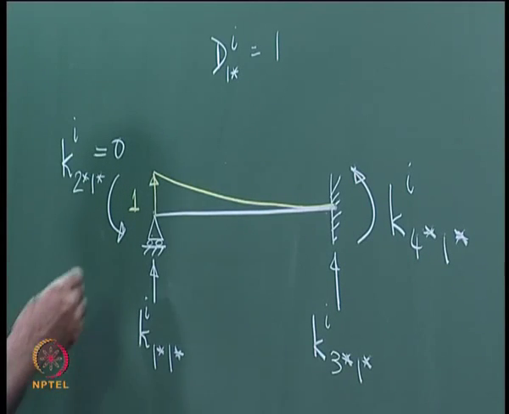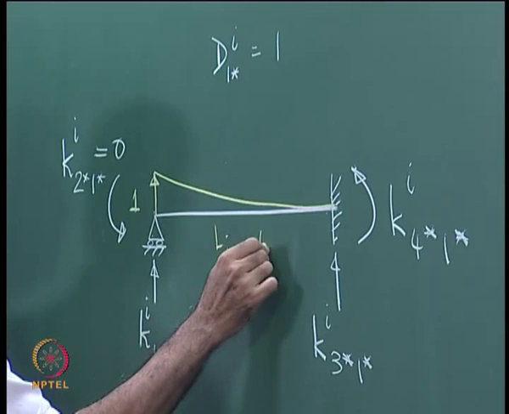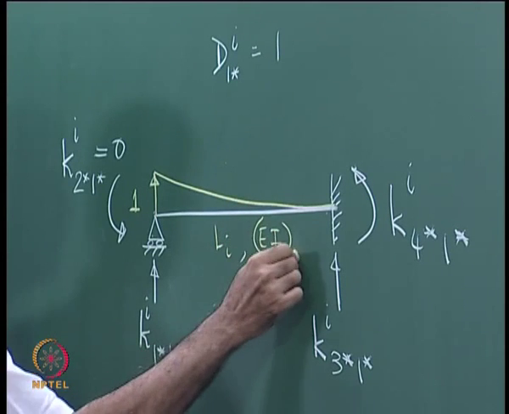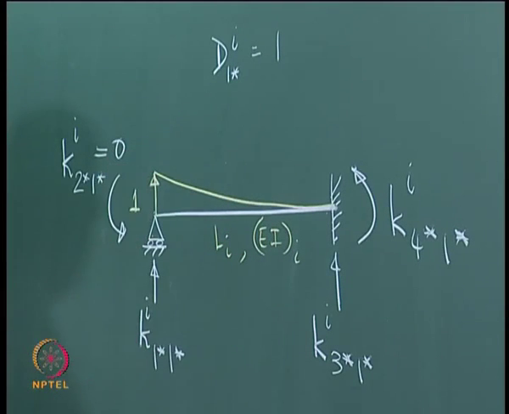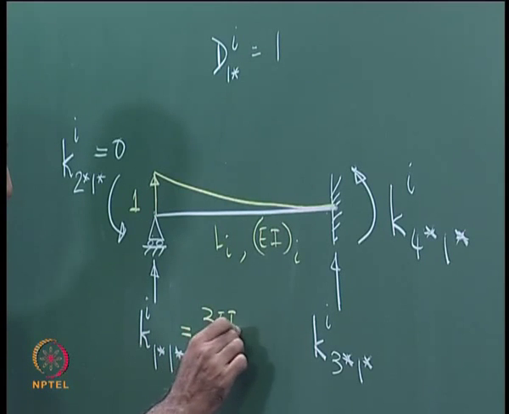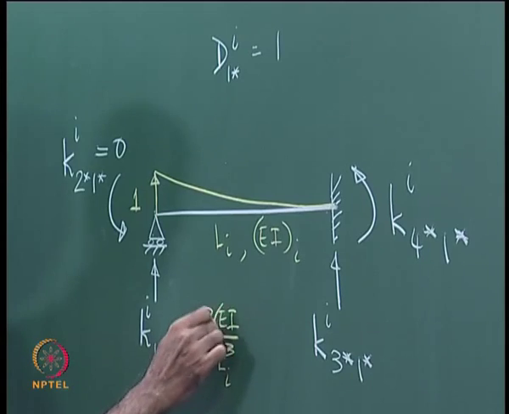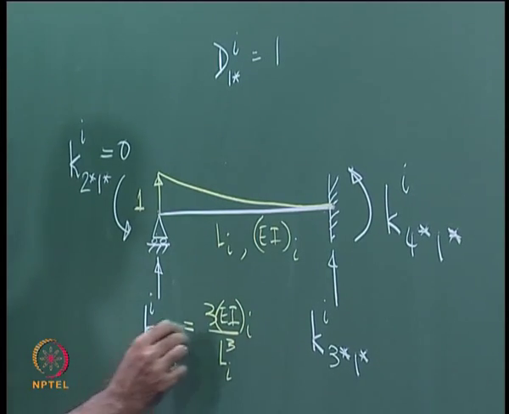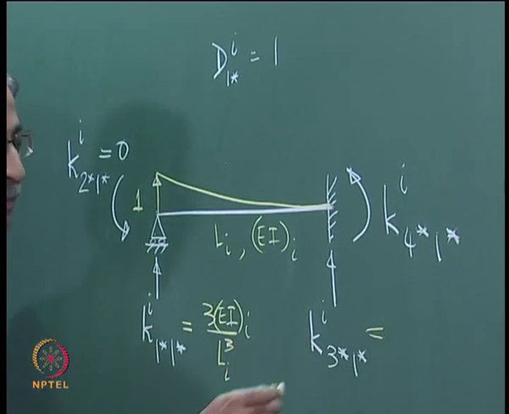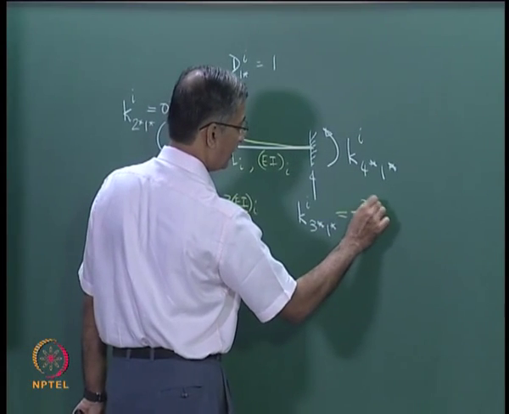By now I hope you know the physical meanings of this. Now this is like a cantilever whose length is L, flexural rigidity is EI. So if this deflection is unity, what do you think this force is? 3EI by L cubed. Okay, no doubts about that. If this is so, then this must be minus 3EI for equilibrium.